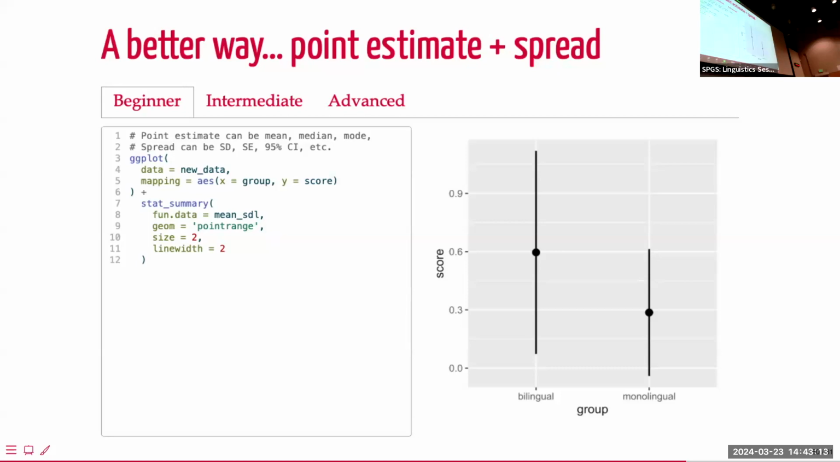So this is what we see. A point estimate of the mean, and then a line representing the standard deviation. Okay? I like these. These are cool. I use these all the time. We can do better, right?